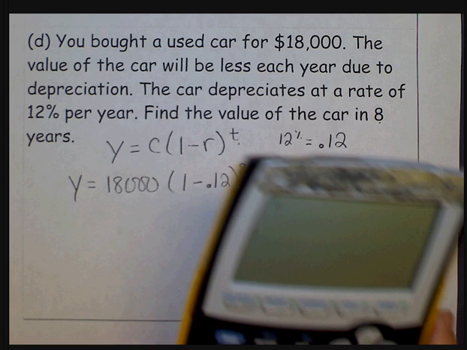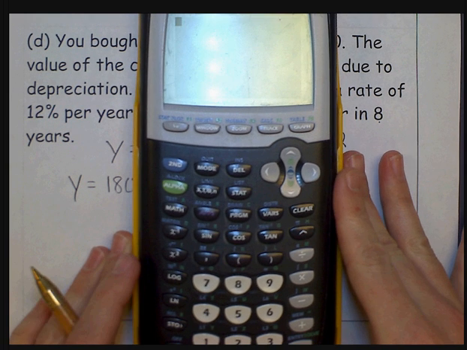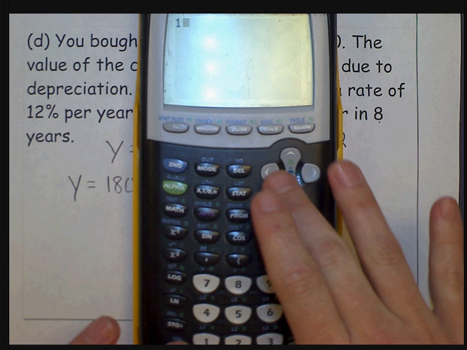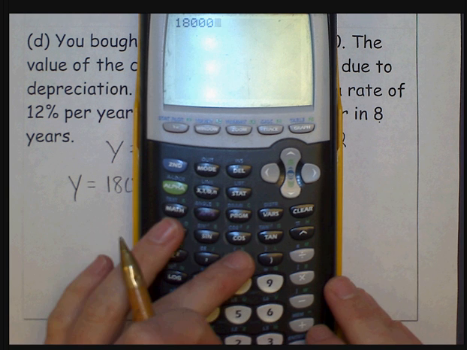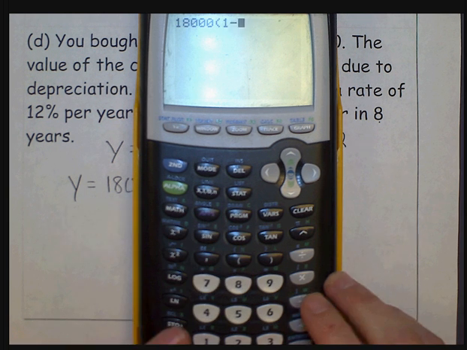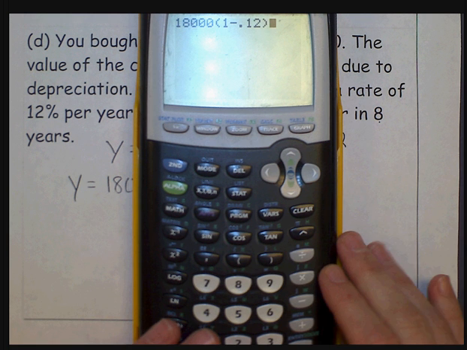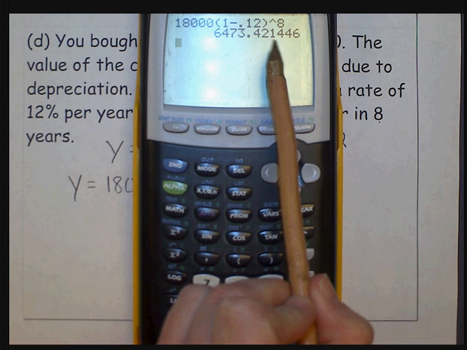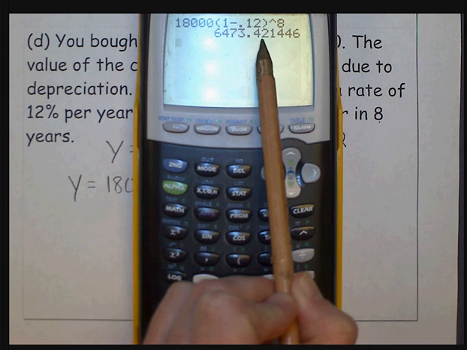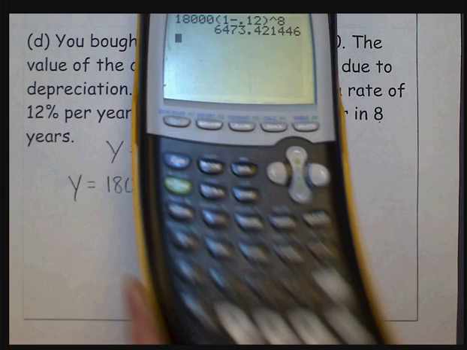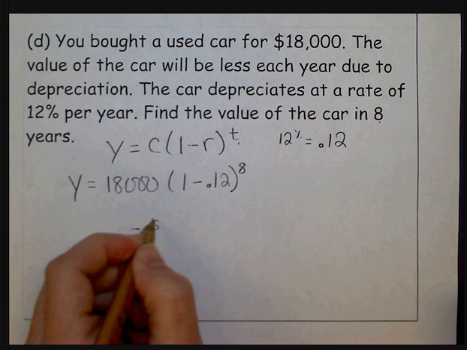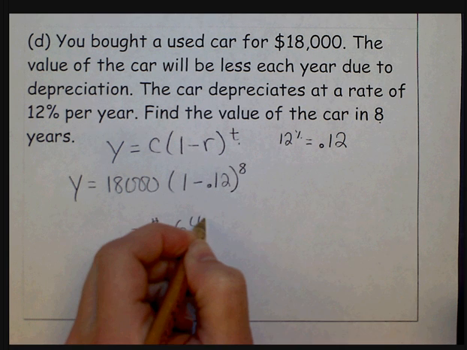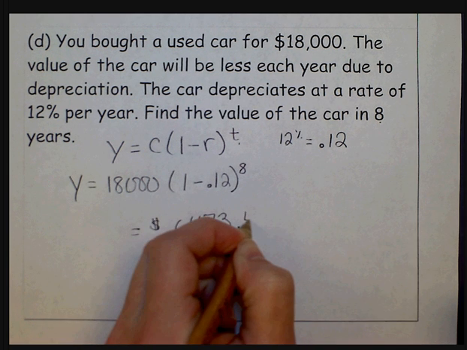I get my calculator and I type in 18,000 times 1 minus 0.12, close your parenthesis, raised to the 8th power, and you can see that your car will be worth $6,473.42. The 1 tells us to keep the cent the same, so we're going to keep it a 2. So after 8 years, your car will only be worth $6,473.42.